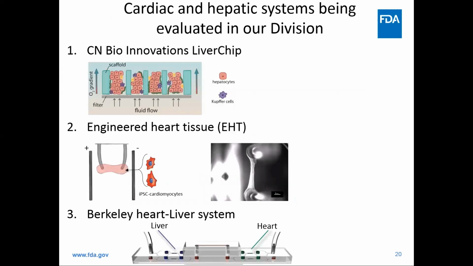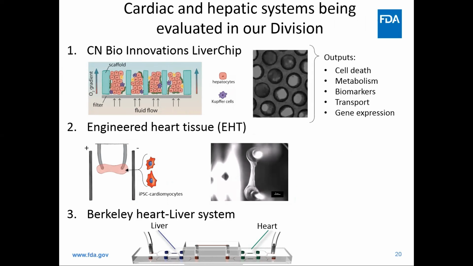So this slide kind of shows overall the systems that we are characterizing in our lab. So the first one is the CN Bioinnovations LiverChip that gives different outputs in cell death, metabolism, biomarkers, transport, and gene expression, among others.